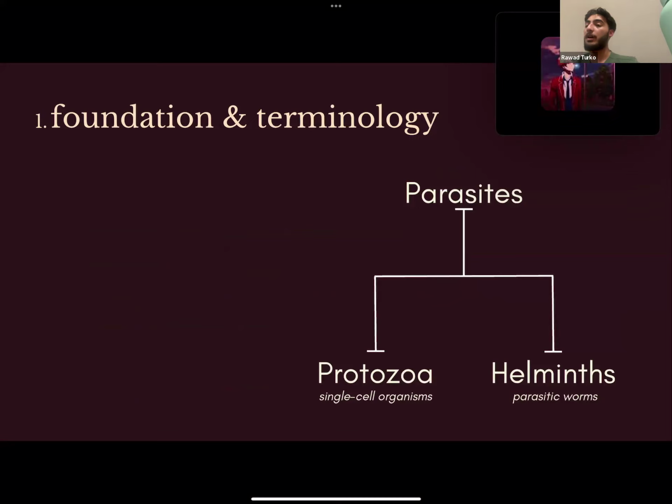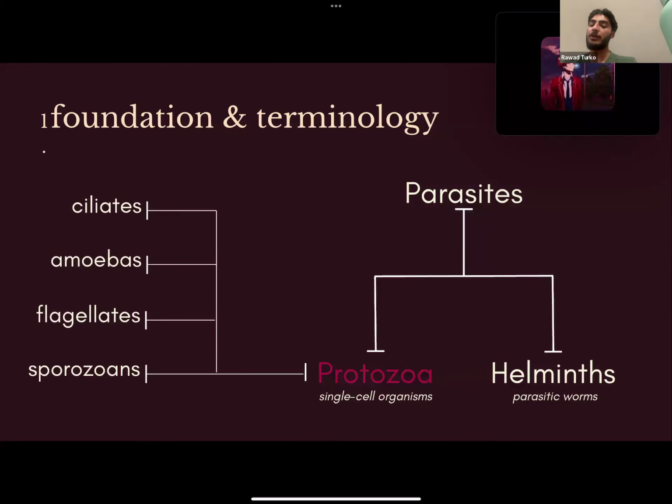Now we have basically two types of parasites. Parasites can be either protozoa or helminths. Protozoa are single-cell organisms. Helminths are parasitic worms. Simple enough. Now we can classify protozoa based on their movement. This is not as high yield of a topic, but it's good to remember because some of the names of the different stages of the protozoa are taken from the type of movement. So we have ciliates, amoebas, flagellates, or sporozoans.